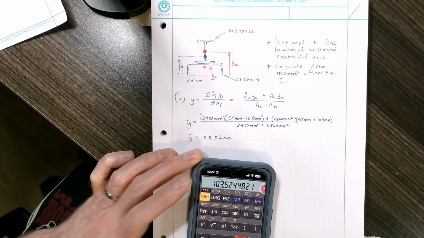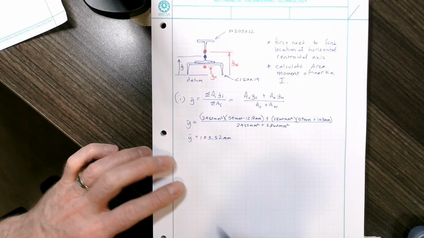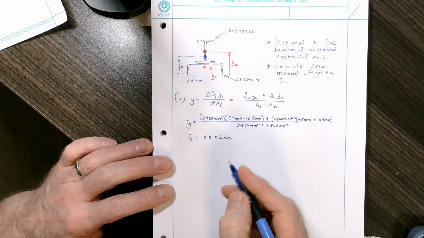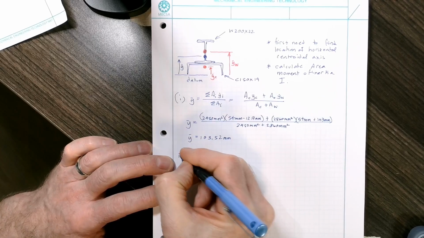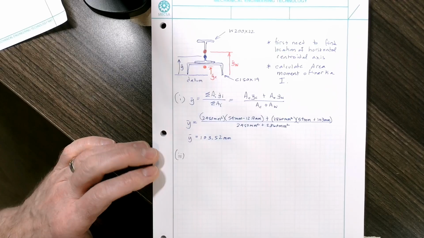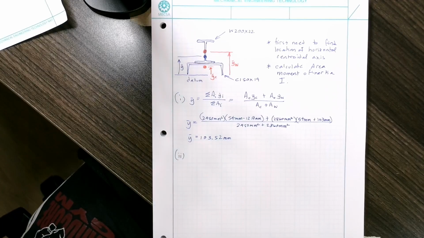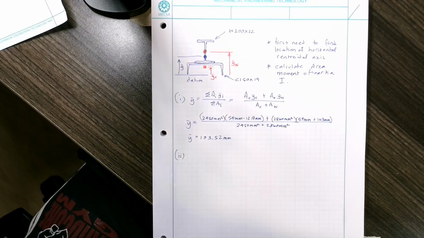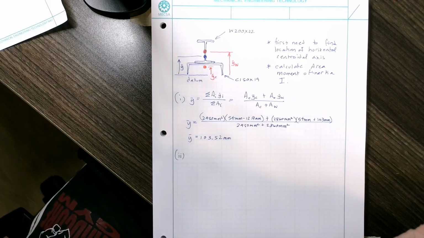Bit more care of that. All right, 103.52. Okay, that's Y bar. That's the centroid. That's a means unto itself. Now, the area moment of inertia calc is kind of the same, but kind of not.